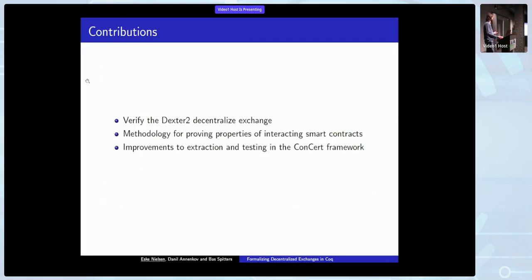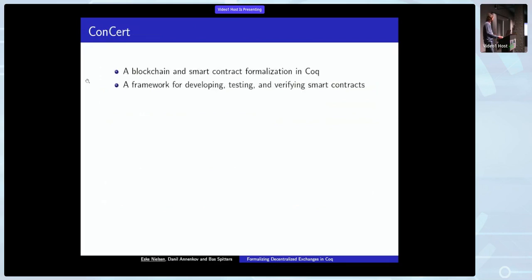And these improvements and this work, we contribute to the ConCert framework. So ConCert is blockchain and smart contract formalization inside of Coq. It's a framework that is meant for developing, testing, and verifying smart contracts. So it's supposed to, at least the end goal is that it's supposed to help the developer throughout the entire process of developing a smart contract.